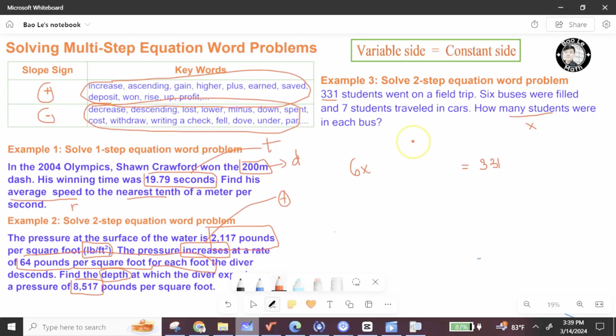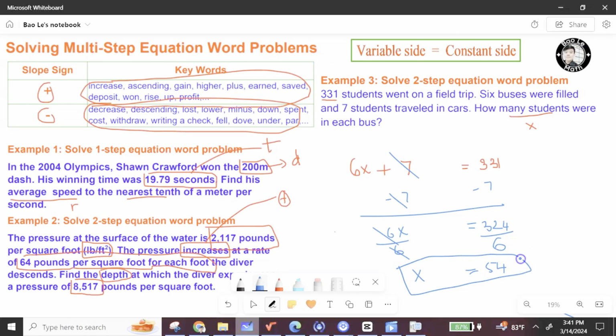Okay. Now, there are 7 students left, so the last 7 students travel in cars. So this equals 331. Now I just subtract 7 from both sides. So this cancels out. I have 6S equal to 324. Alright, so I divide both sides by 6. In this case S equals 54. So the answer is there are 54 students in each bus.